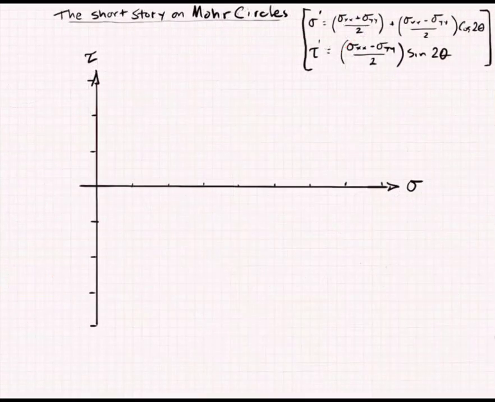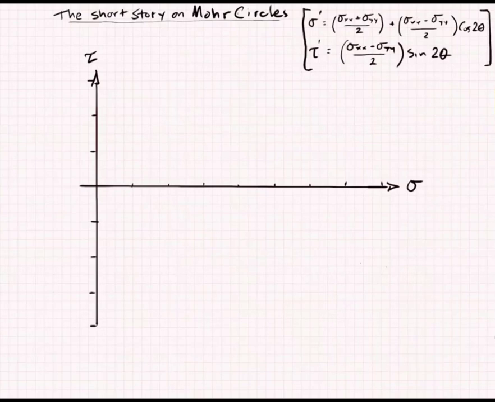Here are our Mohr axes with the normal stress sigma on the horizontal axis and the shear stress tau on the vertical axis. And we are going to plot these as a function of theta. Actually, not a function, but a parameter. In this case, we're treating sigma and tau both as dependent variables and theta as the independent variable. So this is really a parametric relationship.